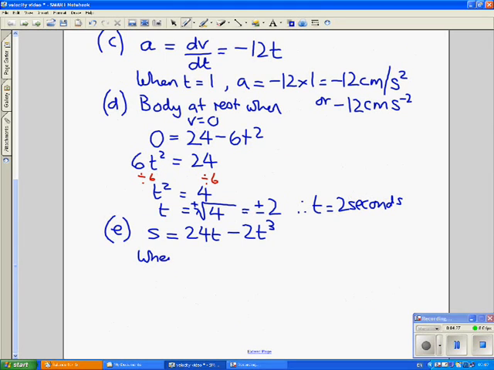So when t equals 2, the distance would be 24 times 2, 48, minus 2 times 2 cubed. 2 cubed is 8, 8 twos is 16, subtract 48, take away 16 is 32 centimetres.